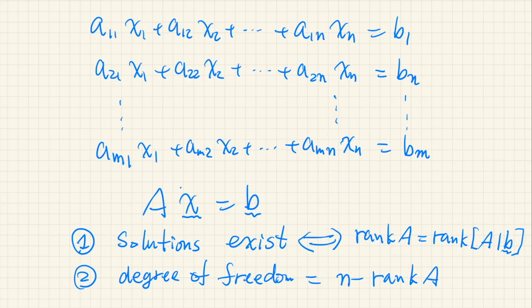Alright, in this video we prove a theorem about the existence of solutions for a set of simultaneous linear equations like this. If you express these equations in terms of matrix and vectors like this, the solutions exist if and only if the rank of this coefficient matrix is equal to the rank of the augmented matrix, combining A and these constant terms. And if the solutions exist, then the degree of freedom, which is the number of free parameters in the solutions, is given by the difference between the number of unknowns and the rank of the coefficient matrix. Okay, let's start.